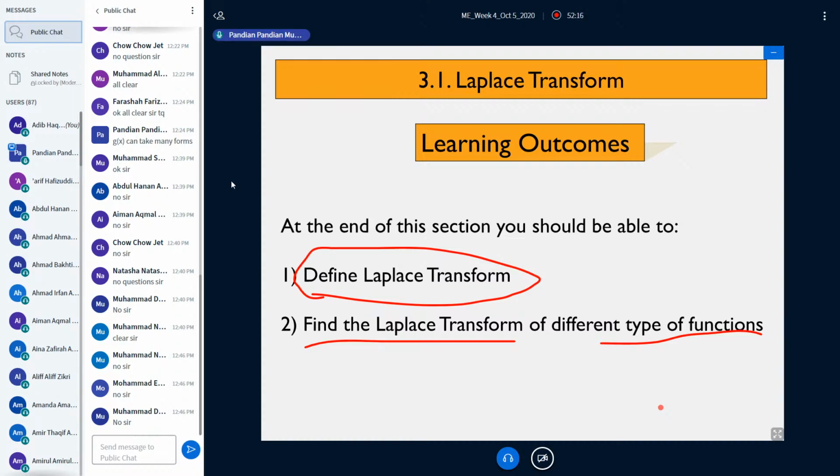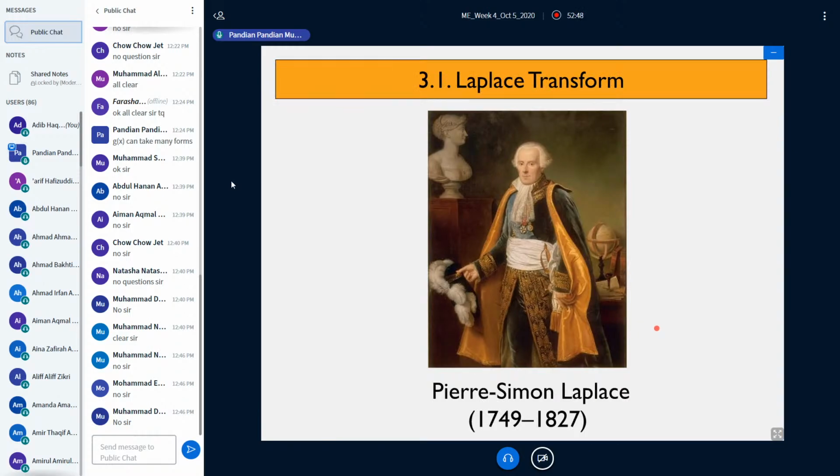Once we have found the Laplace transforms, we can put them in a table. This is already done by the scientists. So for the engineers, you just have to make use of the table and then solve your engineering problems. Today we just cover these two parts: defining the Laplace transform and finding the Laplace transform, because you need to know a little bit of the theory.